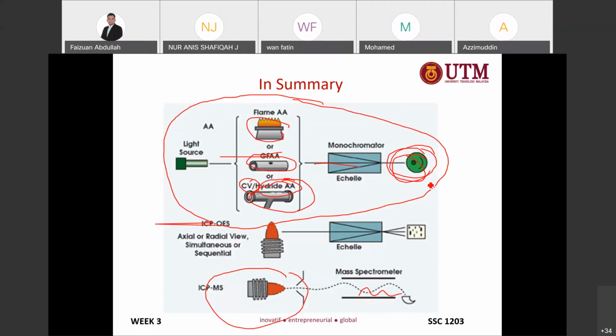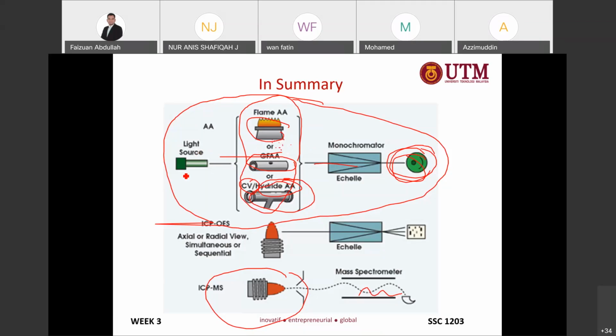Are we detecting the light or elements like mercury? We detect the light. In the atomization process, we have either flame, graphite furnace, hydride generation or cold vapor. This is for atomization. When the sample is atomized, it will become single atoms, right? And then it will become excited.